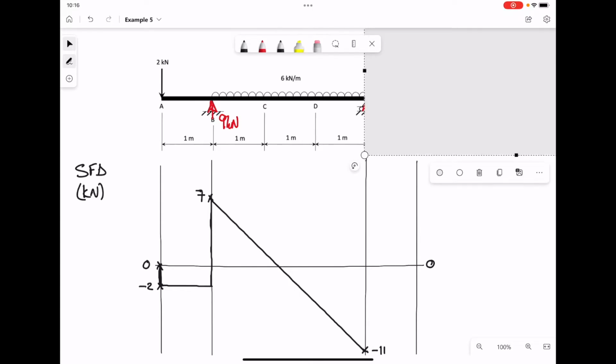Next part, we're going to move past the support to reveal the reaction of 19 kilonewtons. 19 kilonewtons is pointing upwards. That will cause us a jump upwards of 19 from a current value of -11, and that will take us to a value of, so -11 plus 19 gives us a value of +8.